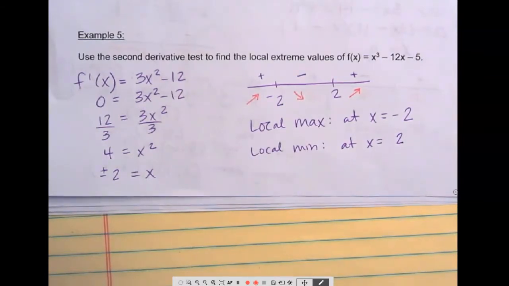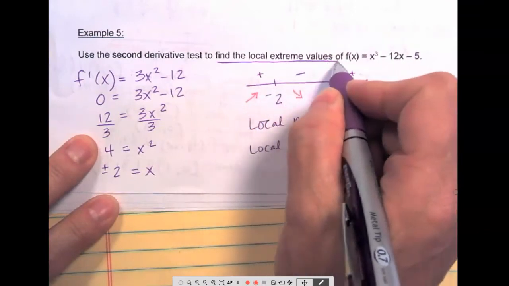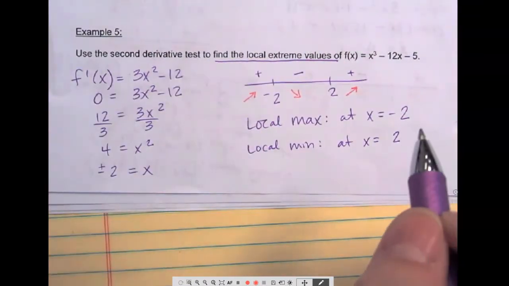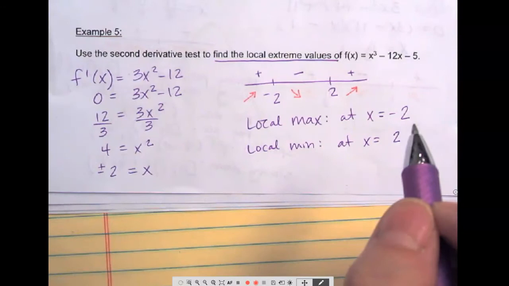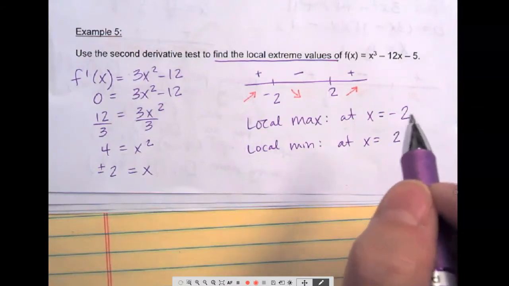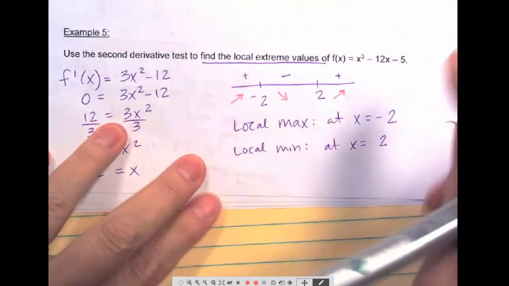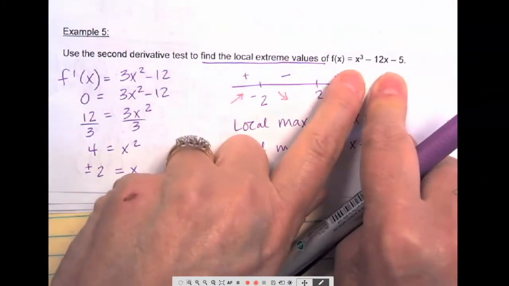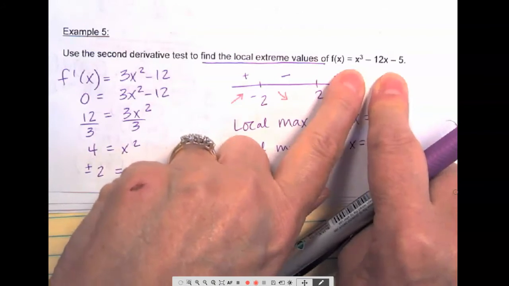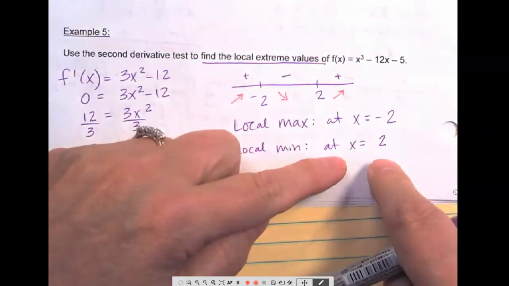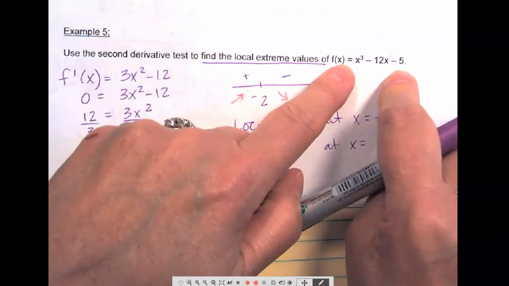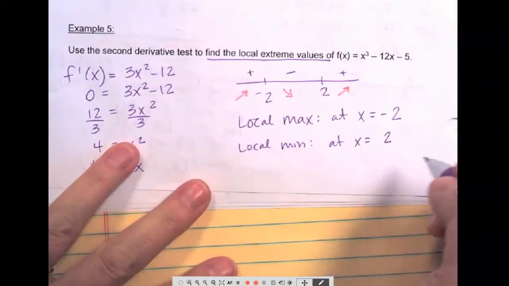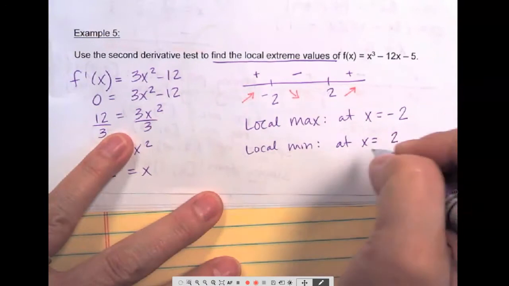Why? Find the local extreme values. What is that asking for? The y's. Not where, but what the extreme values are. Okay, so it's true that it occurs at x equals negative 2, but I need to sub negative 2 into this to get what that max is, and then positive 2 needs to be subbed in to figure out what the min is.